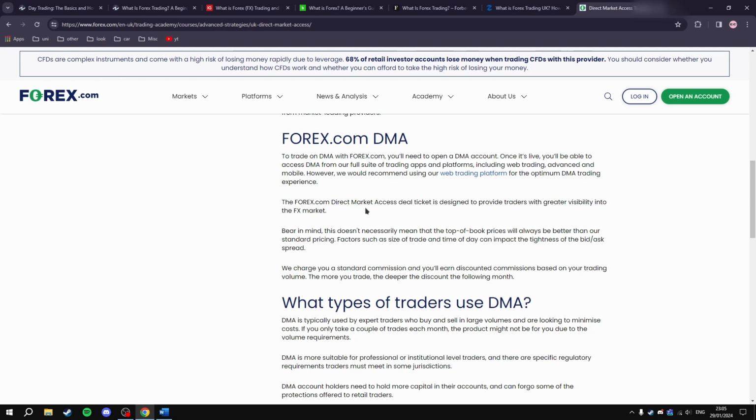The Forex.com Direct Market Access deal ticket is designed to provide traders with greater visibility into the FX markets. Bear in mind, this doesn't necessarily mean that the top of the book prices will always be better than our standard pricing. Factors such as size of the trade and time of day can impact the tightness of the bid/ask spreads. We charge you a standard commission and you earn discounted commissions based on your trading volume. The more you trade, the deeper discount the following month.